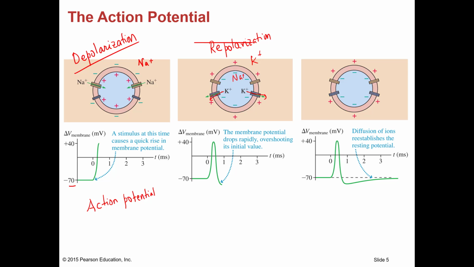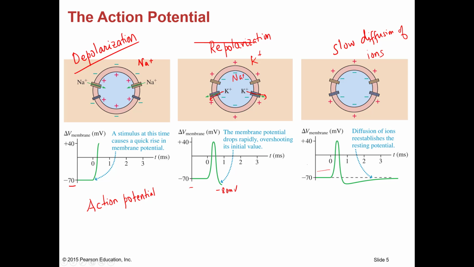And when there is a repolarization, this goes down. It overshoots to about negative 80 millivolts, all the way to negative 80 millivolts during the repolarization. And there is some diffusion of the ions, and that brings it back to negative 70 millivolts through the slow diffusion of sodium and potassium ions.